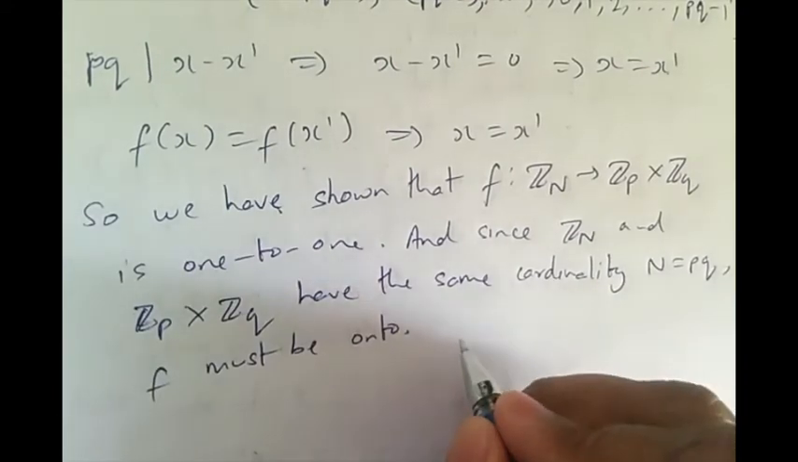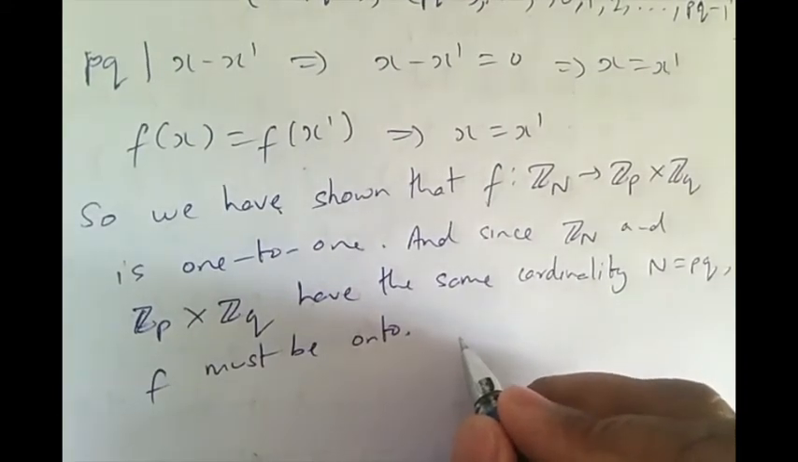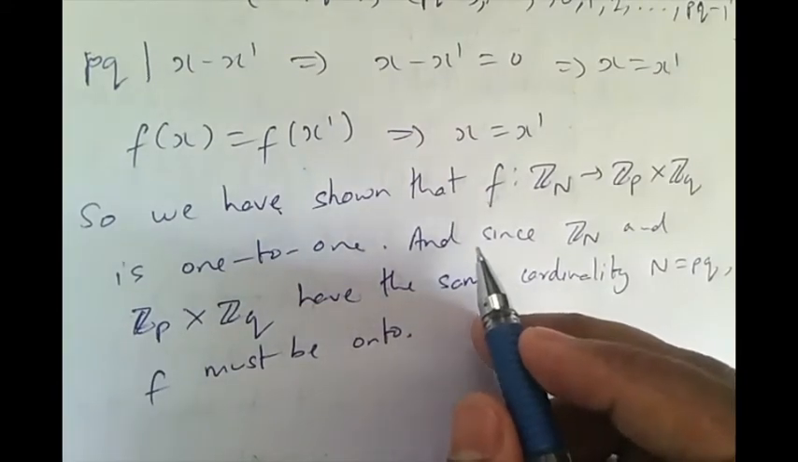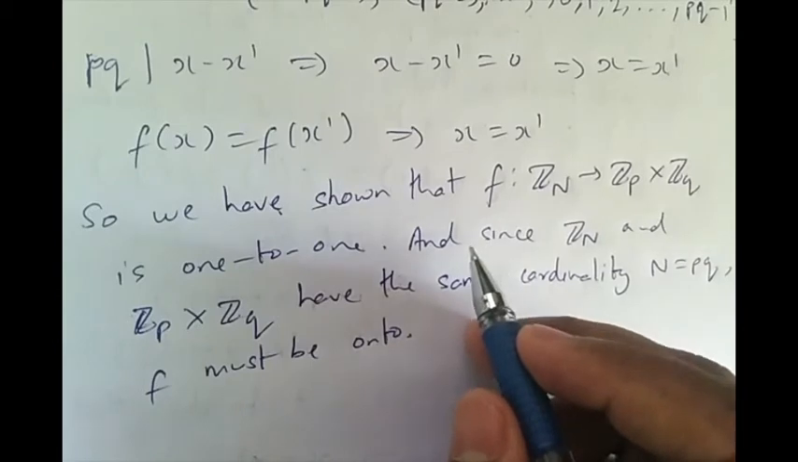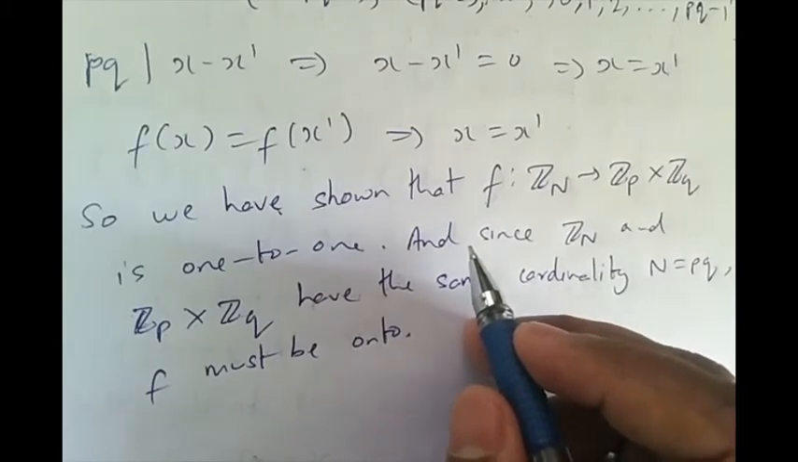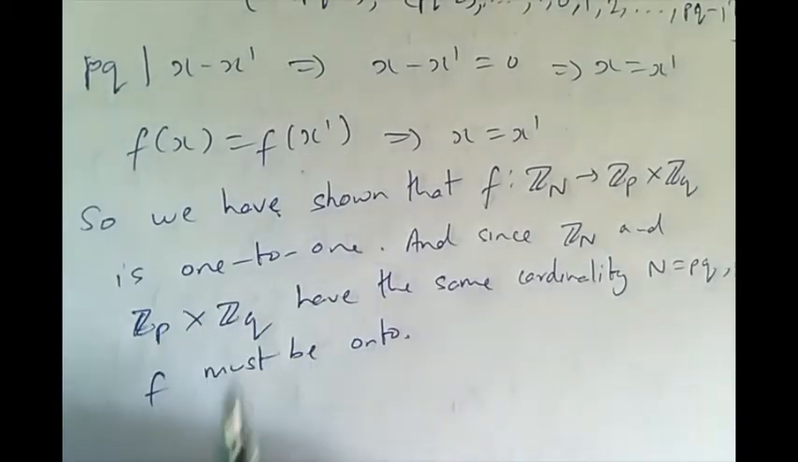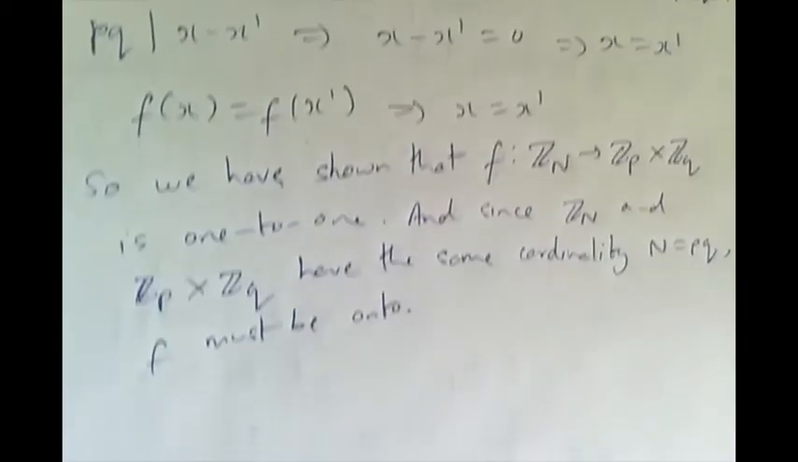So f is a bijection. So it's 1 to 1 and onto. So we have shown the first part of the Chinese remainder theorem. We have shown that f is a bijection, and I said that I'll skip this part. So we are not showing this.